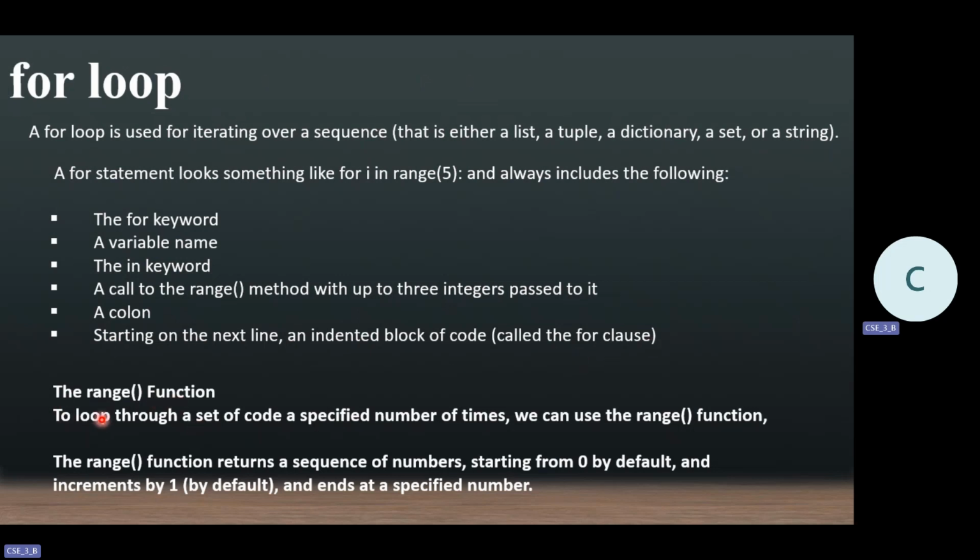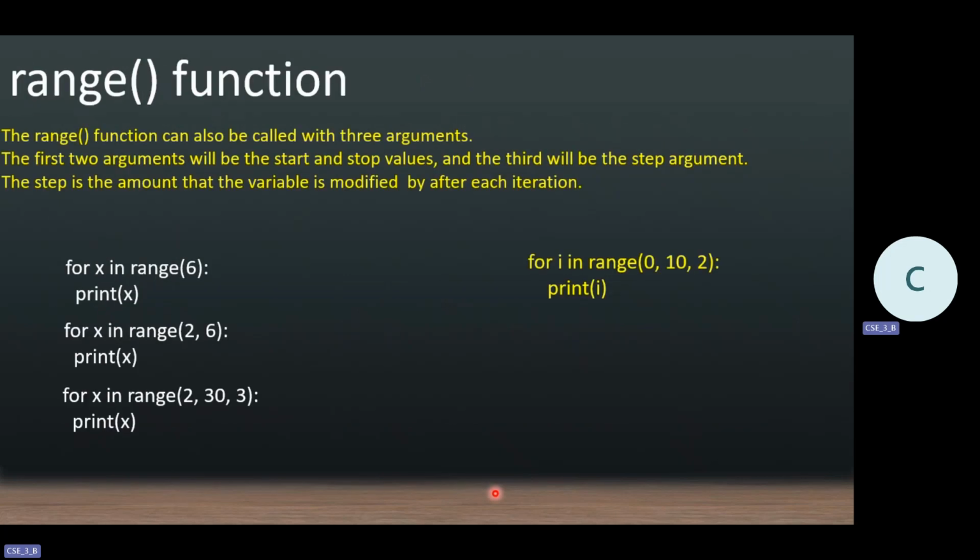Next, understand what a range function is. It is used to loop through a set of code a specified number of times, so we can use the range function. The range function returns a sequence of numbers, observe carefully, starting from 0 by default, incrementing by 1 by default, and ending at a specified number. Let us realize the same with an example.